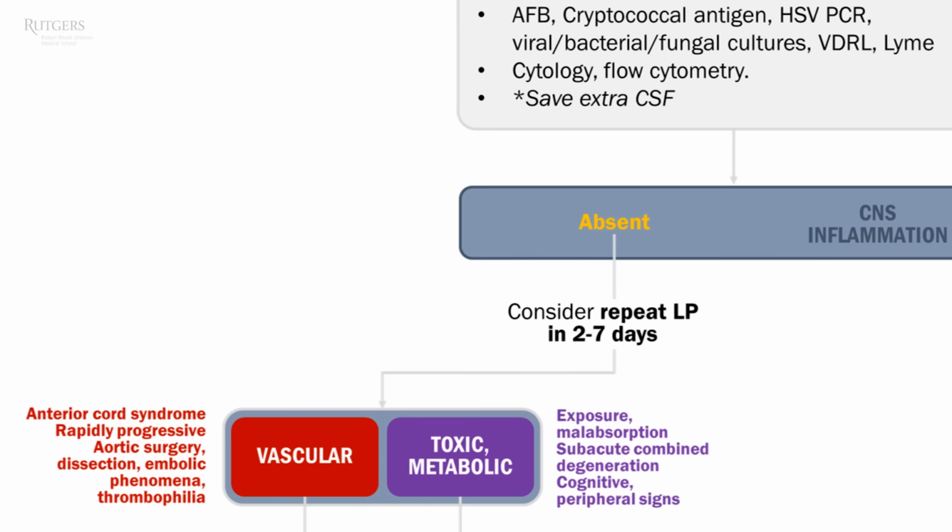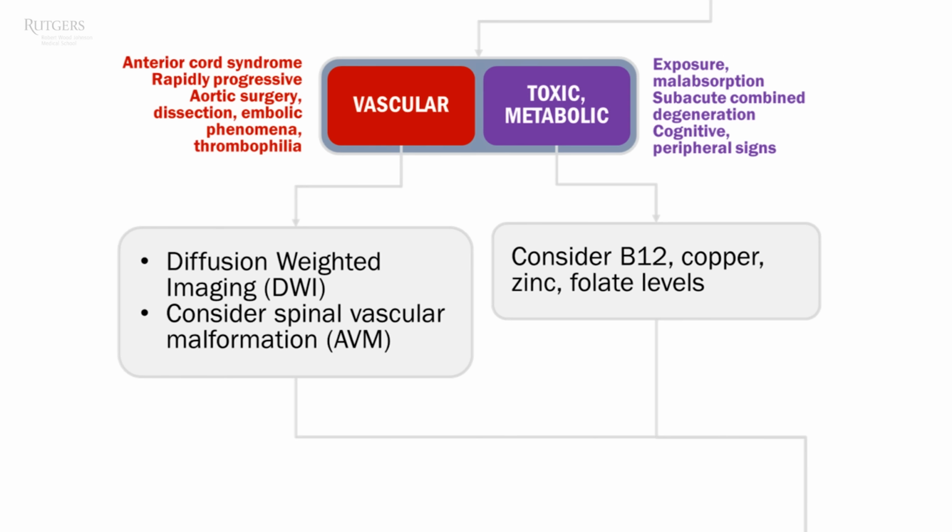Remember that strokes cause anterior cord syndrome, they are rapidly progressive, and are usually caused by aortic surgery, emboli, or thrombophilia. So these patients need DWI MRI, or sometimes even more invasive spinal angiograms when we're dealing with an AVM. With respect to toxic metabolic causes, remember, ask about exposure and malabsorption, and look for cognitive and peripheral nervous system involvement. These patients should get vitamin B12, copper, zinc, and folate levels checked.